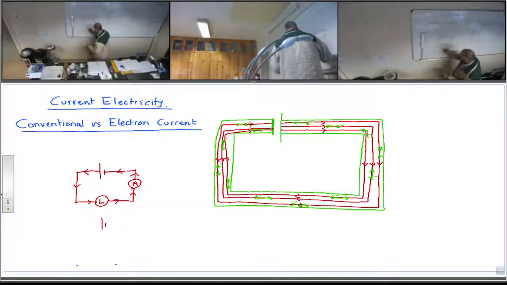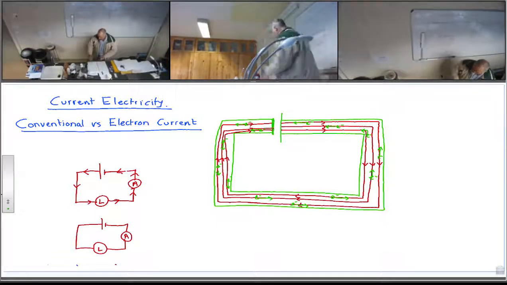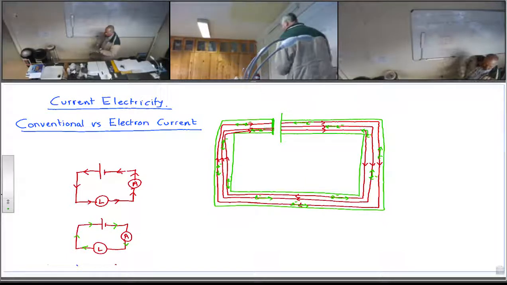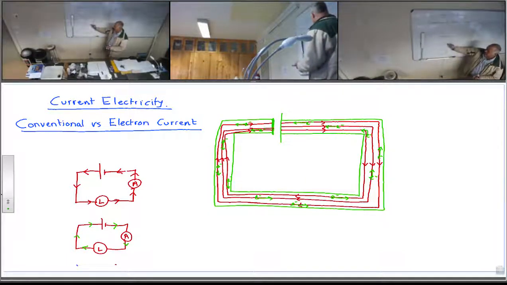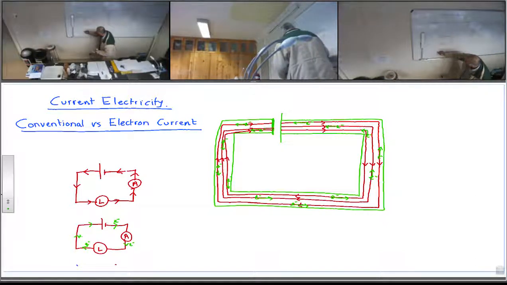Here's your circuit. There's the lamp. There's the ammeter. And what is actually flowing is what? Negative electrons out of the negative. So how do you know what we're talking about? Whether we're talking about conventional current or electron current. If you're talking about electron current, you always put a little E minus next to the arrow to indicate what type of current you're talking about.